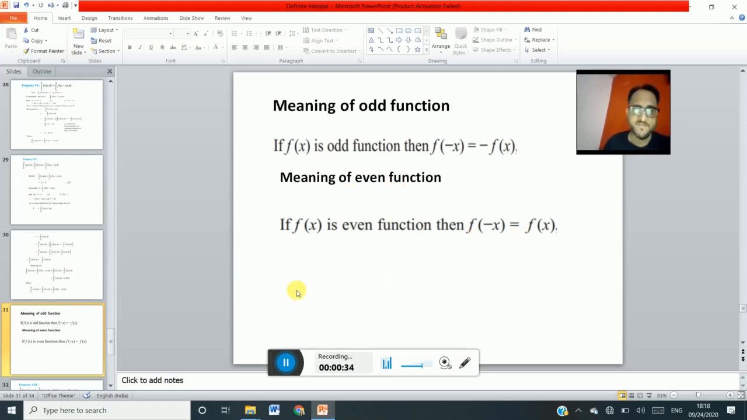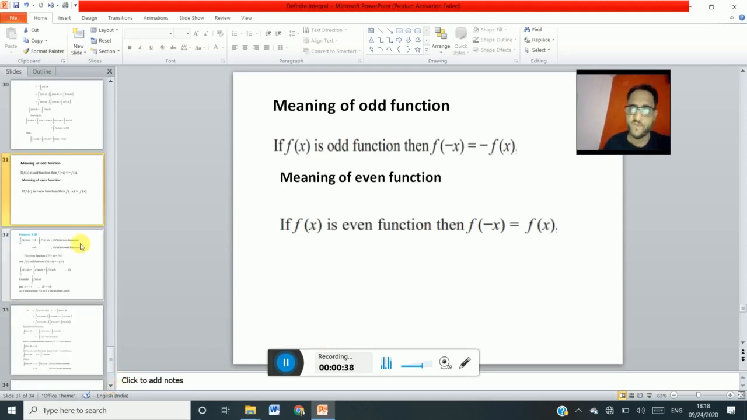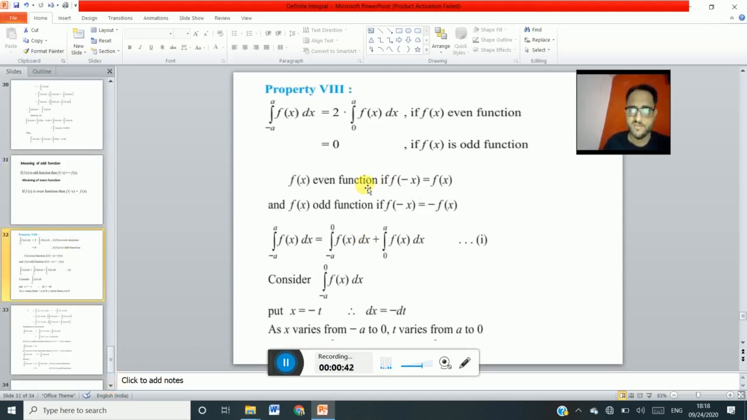It means that if a function merges the negative sign, it is even, and if it does not merge that negative sign, it is odd. So see, this is the last property, and the result of this property is different for even and odd functions. That is, the integral from minus a to a of f of x dx equals 2 times the integral from 0 to a of f of x dx if f of x is an even function, and the result equals 0 if f of x is an odd function, right?